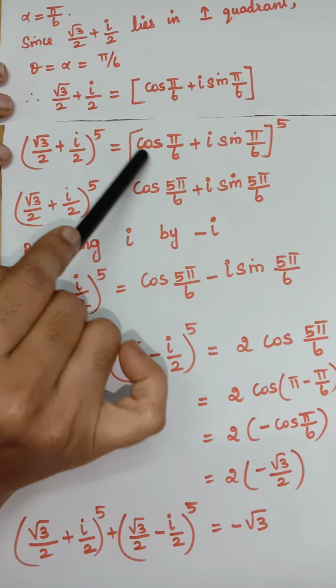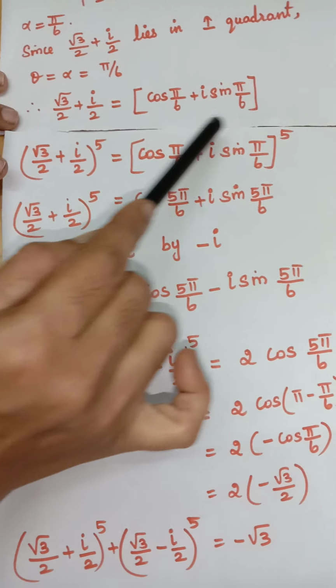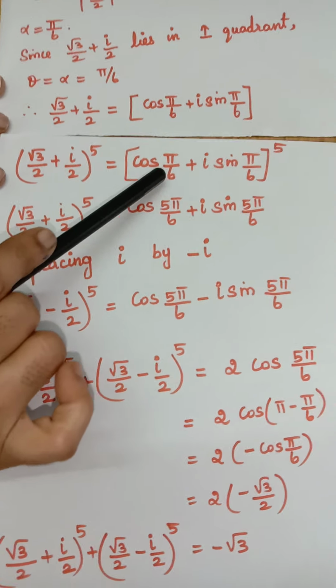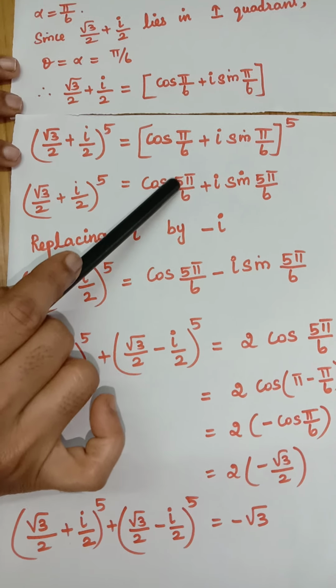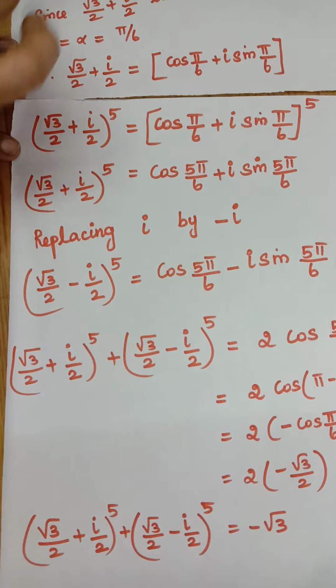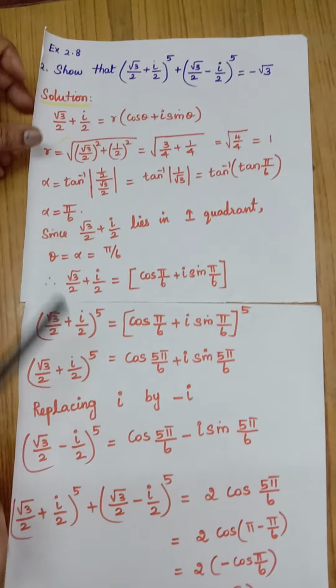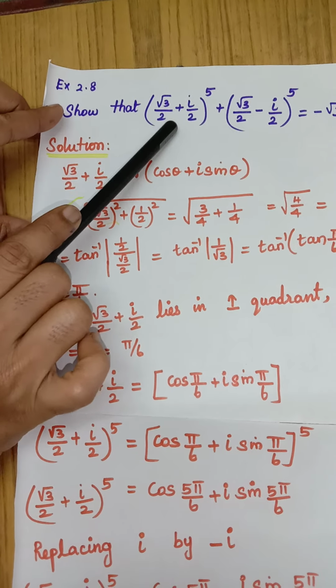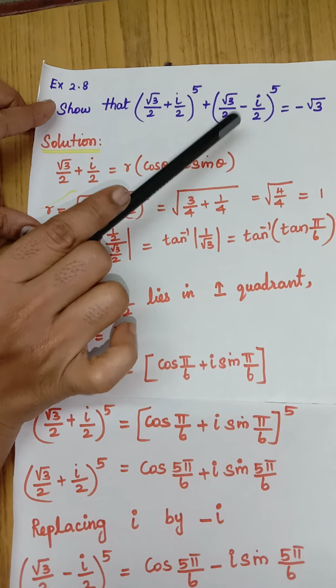So in the real part also it is cos. So we can apply De Moivre's theorem. So how does it look? Cos of 5 pi by 6 plus i sin 5 pi by 6. So I have found the first term. So next I have to go for the second term.